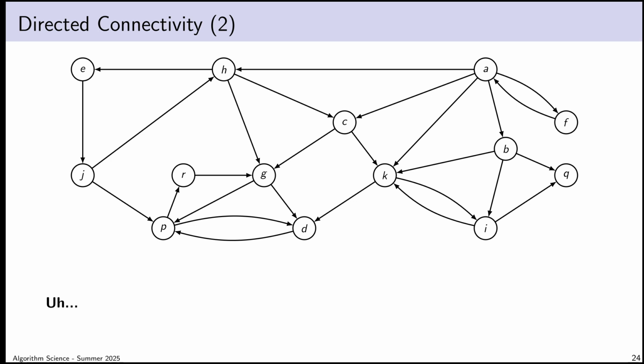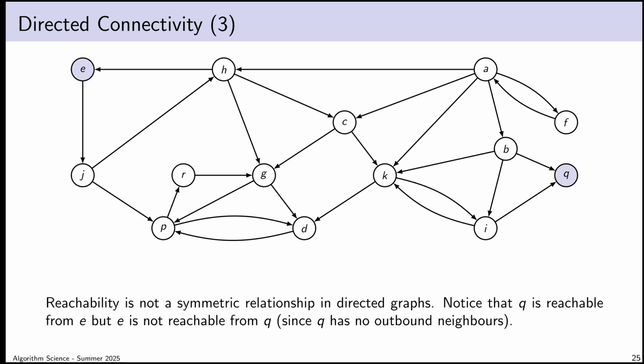And the reason for that is, let's consider vertex E and vertex Q. So reachability is not symmetric. We already know that. And notice how I can get from vertex E to vertex Q. I'm going to bravely attempt to come up with a path on the fly here. I think if I go up to vertex H and then down to vertex C, over to vertex K, and then I swoop down through vertex I, sure enough, I can get from vertex E all the way to vertex Q. Great, so Q is reachable from E.